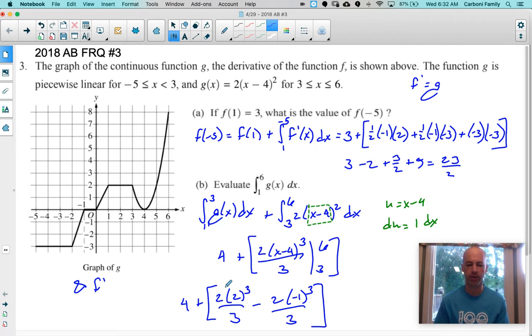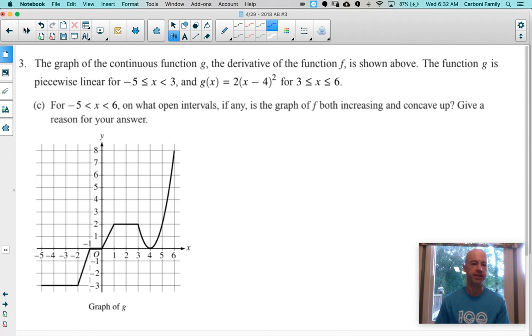And I am not going to clean this one up. Moving on to part C. So we are looking from negative 5 to 6, so over the entire domain that we can see, what interval is the graph of f increasing and concave up.